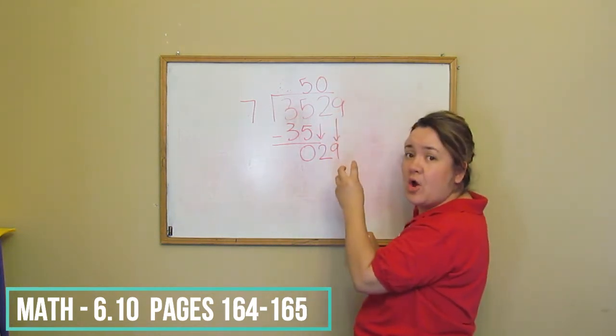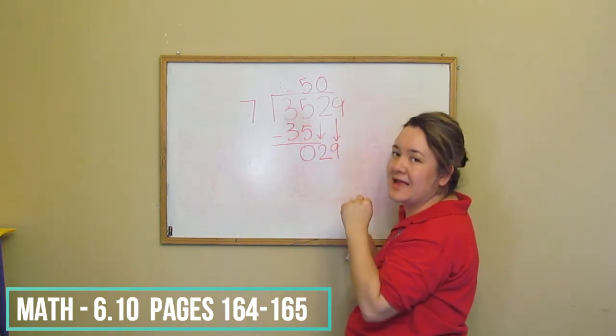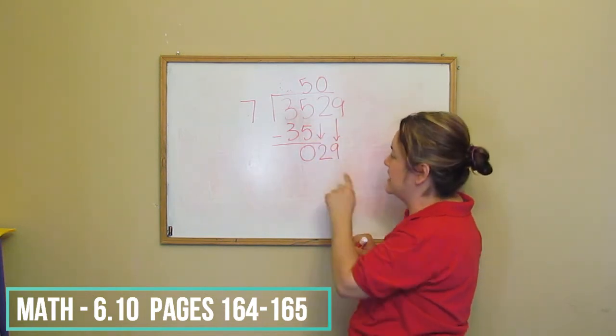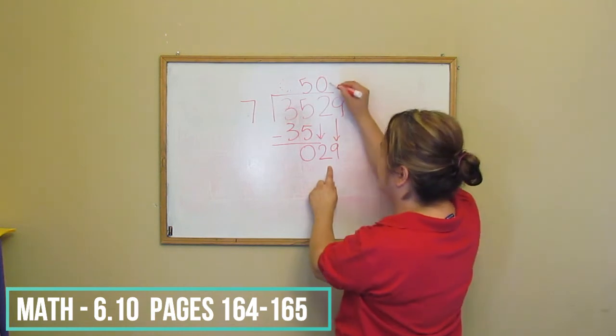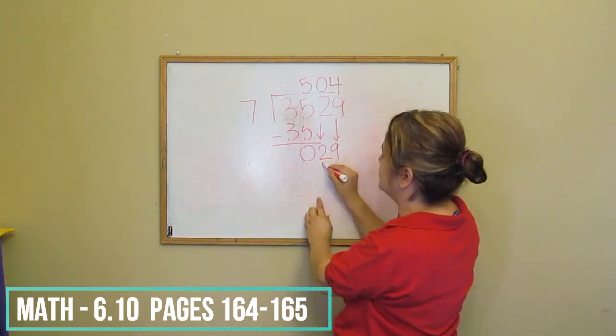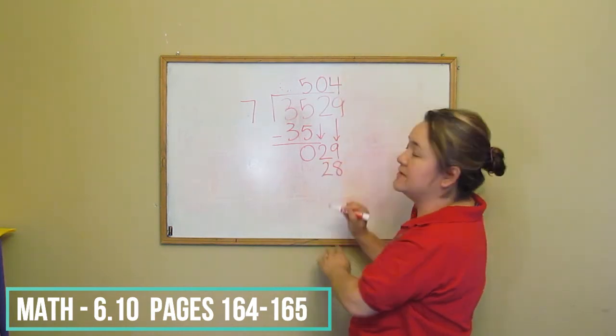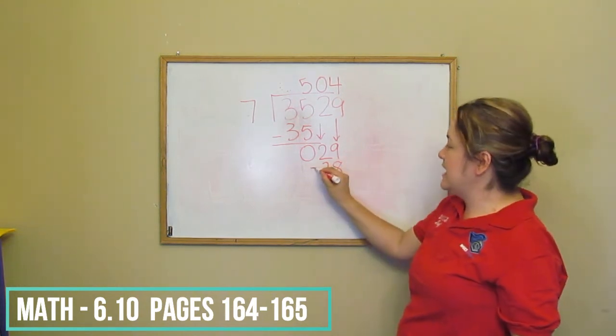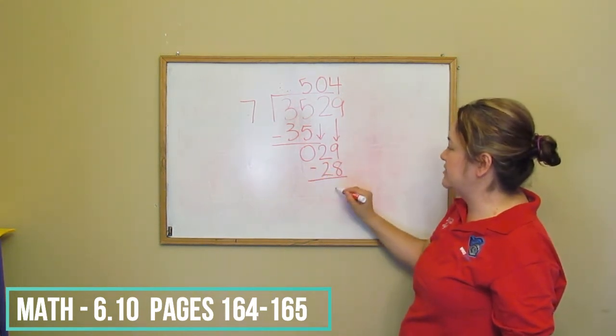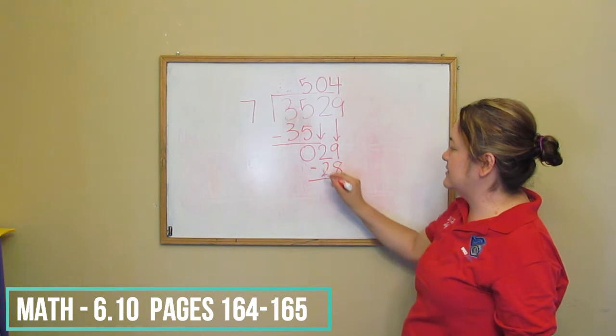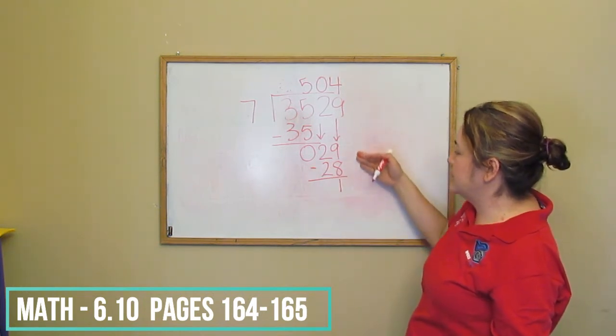Okay? Now I can't always bring down the 29 together, because that doesn't always work out that way, but in this case it did. 7 goes into 29 4 times, and we know 7 times 4 is 28, and I'm going to subtract 29 minus 28 is just 1. That's 0 and that's 0. Nothing else to bring down.